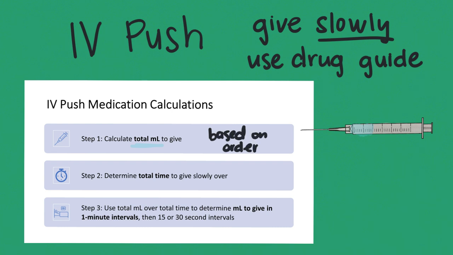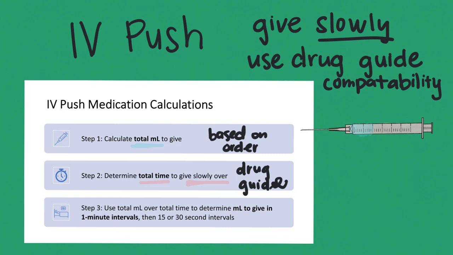Then you'll also have information on the total time to give this medication over slowly, okay? This is often where your drug resource comes into play. So this is some sort of resource that you're going to use to get this information to figure out how slowly to give it. The other thing that you'll want to look up is compatibility. That's an important thing to consider, especially if you're going to give it through an IV.